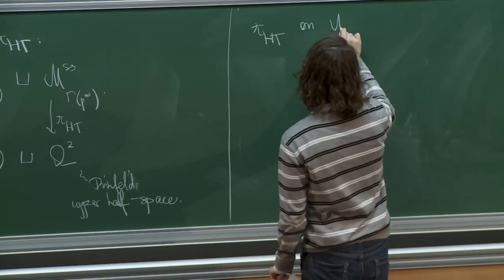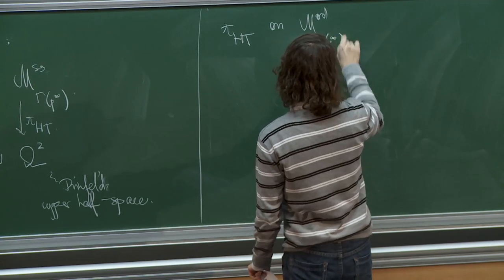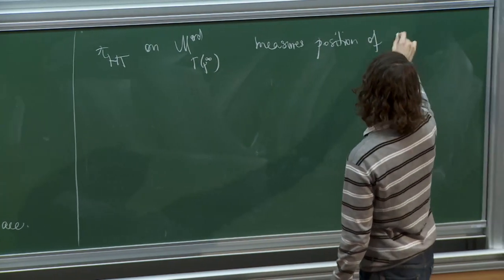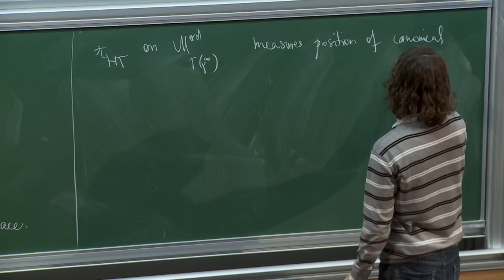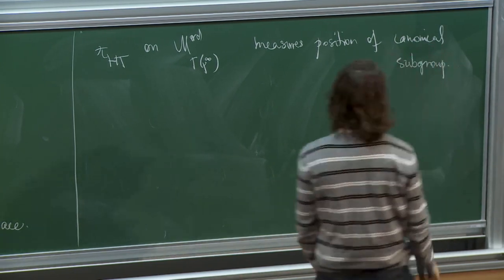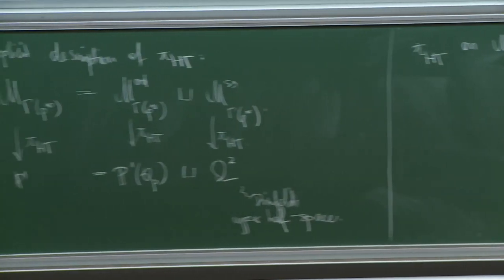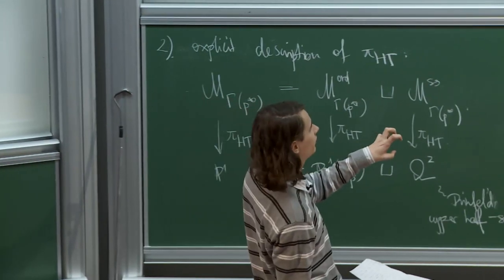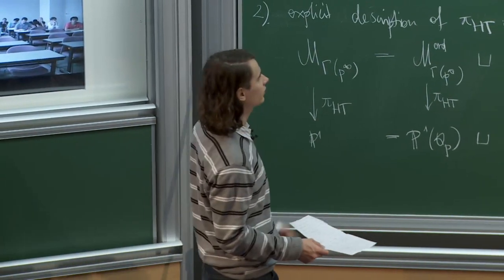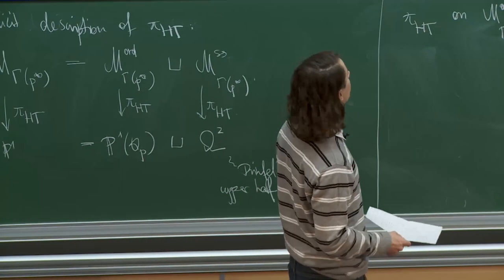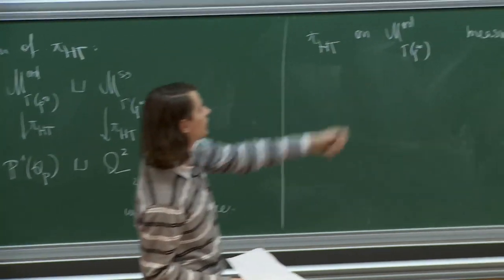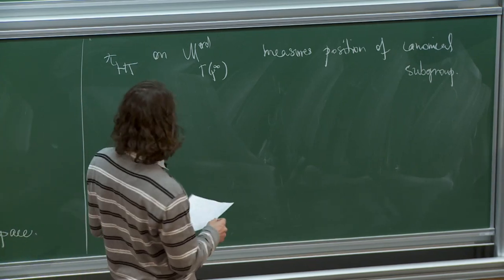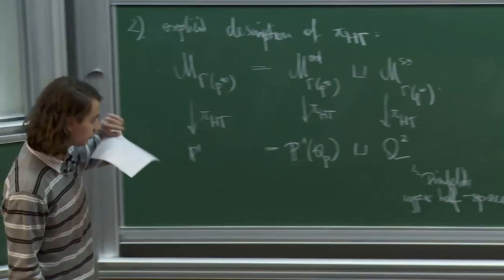So what does the Hodge-Tate period map do on the ordinary locus? On there, it just measures the position of the canonical subgroup. Because in the ordinary case you have the canonical subgroup, which gives you a canonical one-dimensional subspace of your p-divisible group. And if you pass to the Tate module, you get a canonical one-dimensional subspace of your p-adic Tate module, and after you tensor with C, this gives exactly the line there. Well, that's what happens there. But on the supersingular locus it's more involved.